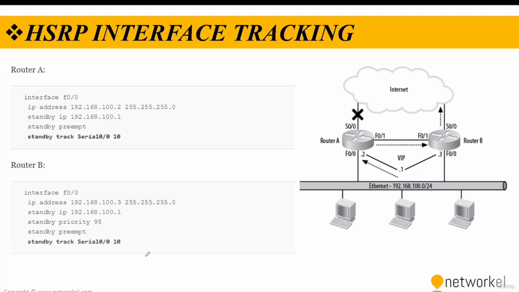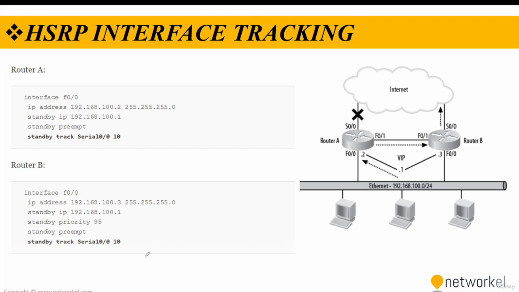Okay, so when a tracked interface goes down, the router's HSRP priority is reduced by a pre-configured amount. This helps prevent traffic from being routed to a router that might not have connectivity due to the failure of a critical interface. So when the tracked interface comes back up, the router's HSRP priority is increased back to its original value, allowing it to potentially become the active router again.